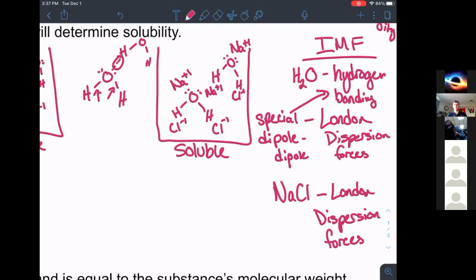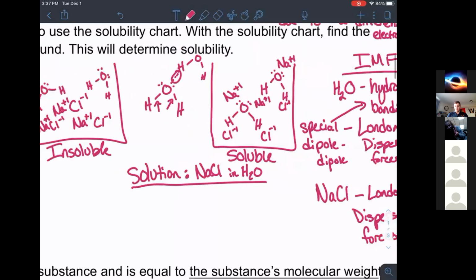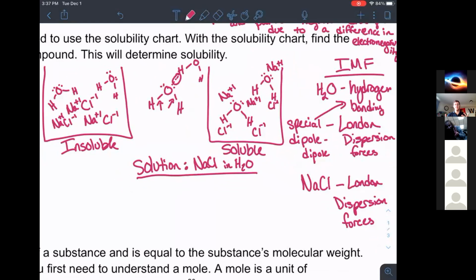All right, so that London dispersion force is also in sodium chloride. It's in all of our compounds. But for sodium chloride, that's the only one present when we just have that sodium chloride by itself. Once we put the solute, the sodium chloride, into the solvent, the water, and make the solution, which is the sodium chloride in water, we're actually going to have a new intermolecular force come into play.